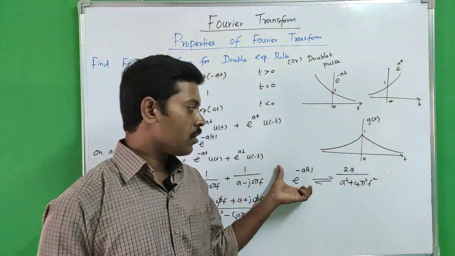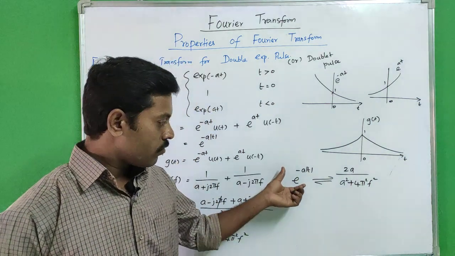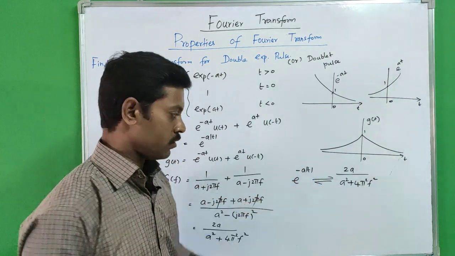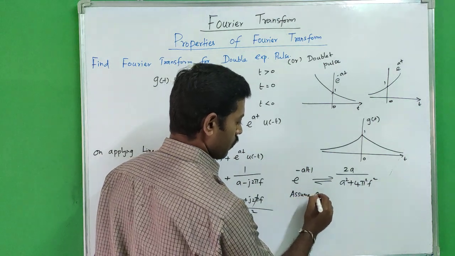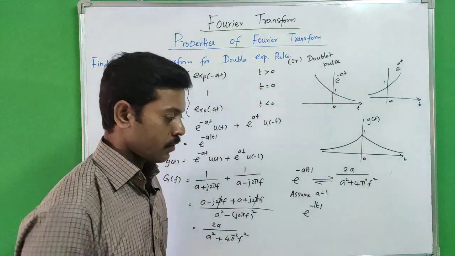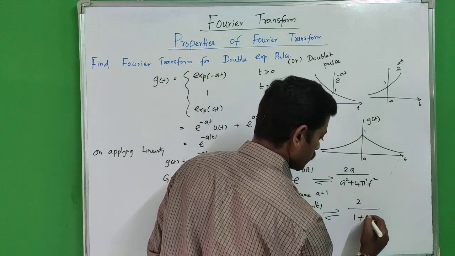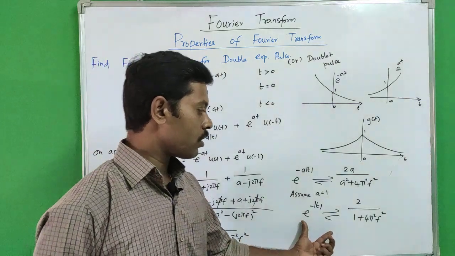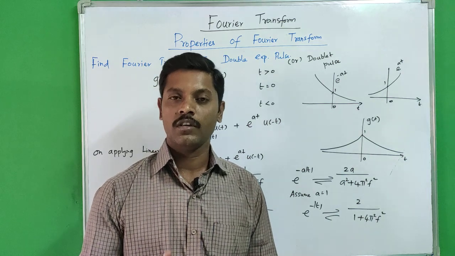So this is actually the general formula for e power of minus a mod t. If you change the value of a, this result will also change. So assume for simplicity I take a equal to 1. Then e power of minus mod t has a Fourier transform pair with 2 divided by 1 plus 4 pi square f square. So this is also one important result, the Fourier transform for the doublet pulse.